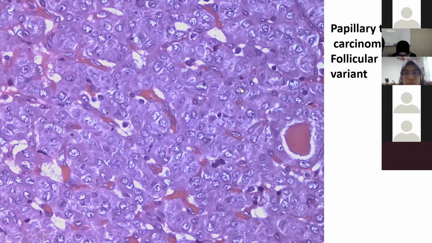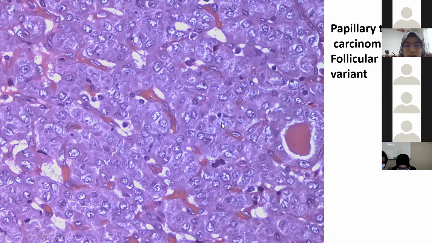So initially it came out wrong. Later I changed it. Okay, this case was diagnosed as papillary thyroid carcinoma, follicular variant.